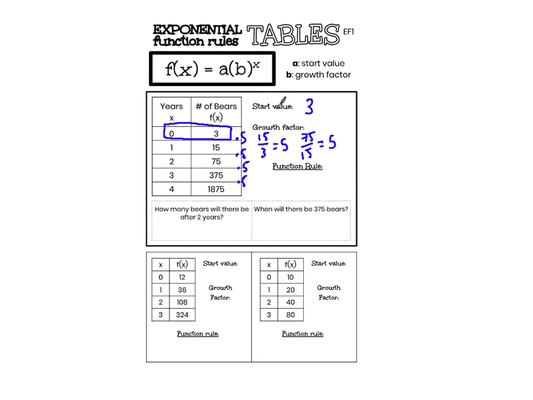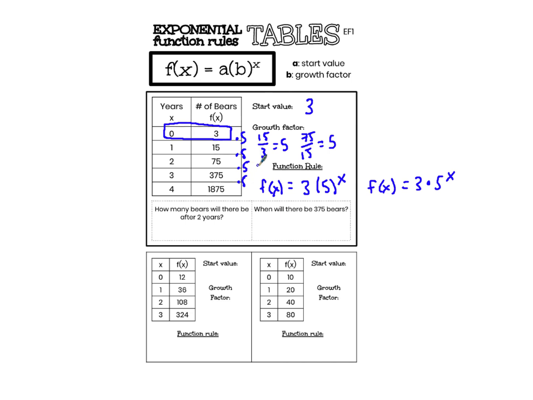Now I have my start value 3, my growth factor 5, and I can write my function rule. When I'm writing my function rule, I always start with f of x, or y equals, and then I write my start value a, 3, times my growth factor 5 to the x. It's also totally fine with me if you prefer to write this as f of x equals 3 times 5 to the x. Those are equally a-okay. It shows me I start with 3, and then I repeatedly multiply by 5.